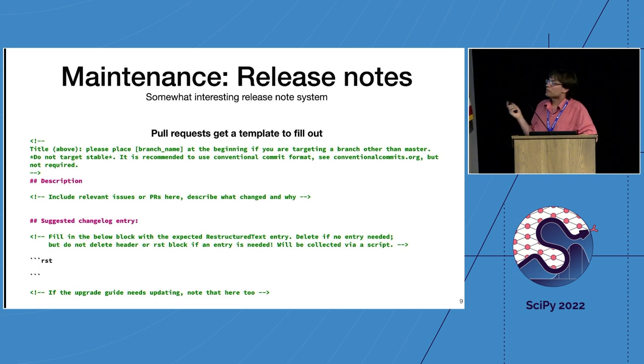I do want to just point out something, since this is a maintainer's track. One of the things that we do that's kind of an interesting system, we have a release note system. And what happens is, on every pull request, you get this template to fill out. The important part of this template, which has this giant warning saying, please don't delete this, is this suggested changelog entry. Currently, that's in reStructuredText. I would like to move it to Markdown at some point, because everybody writes Markdown in this block anyway. But you fill in your changelog entry right here.